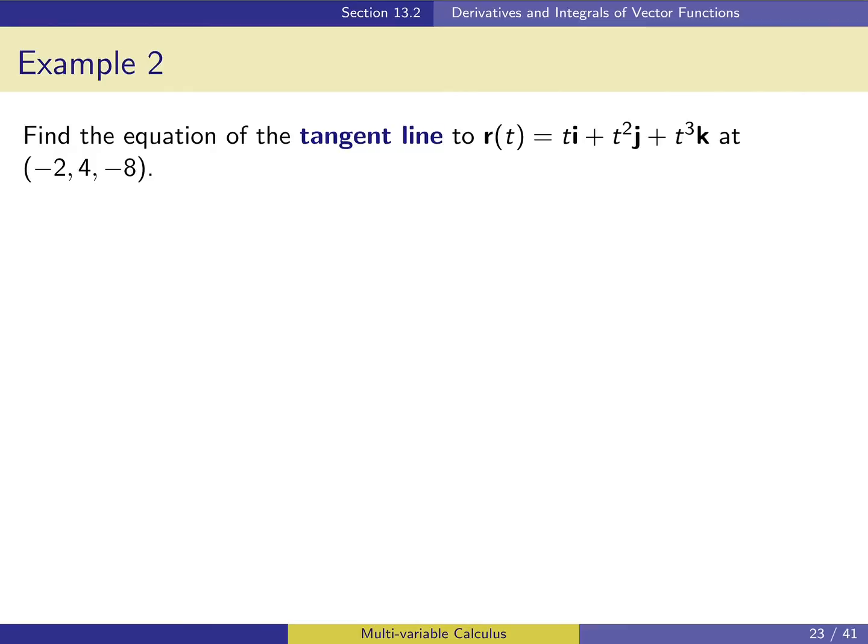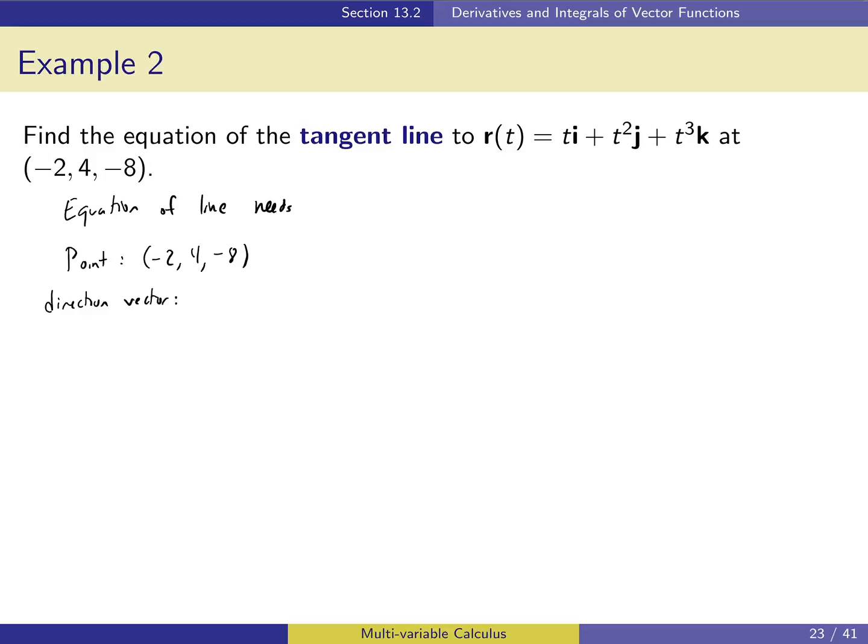Now let's find the equation of a tangent line. We'll find the equation of the tangent line to this space curve here, ti plus t squared j plus t cubed k, which we graphed last section. The point (-2, 4, -8) is a point on this curve. So what do we need in order to find the equation of a line? We need a point. Well, we have a point. The point is (-2, 4, -8), the point of tangency. We also need a direction vector.